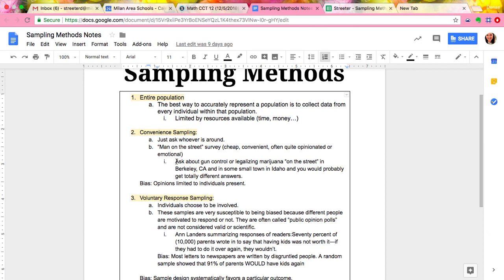Here's another example included in the notes. This example is about gun control or legalizing marijuana. If you did this type of sample in Berkeley, California, and your entire population was the United States population, that would not really represent the entire nation as a whole, given that people from this area are probably a little more liberal than people from a small town in Idaho.